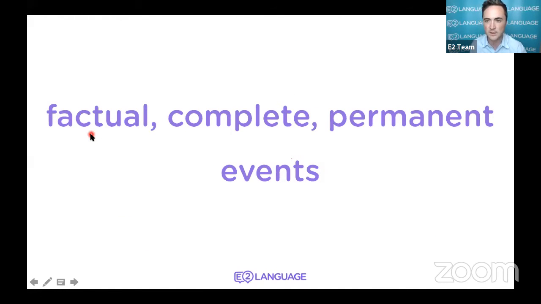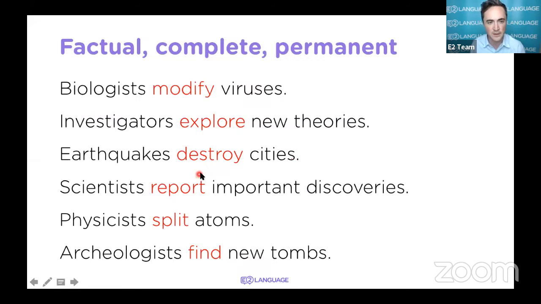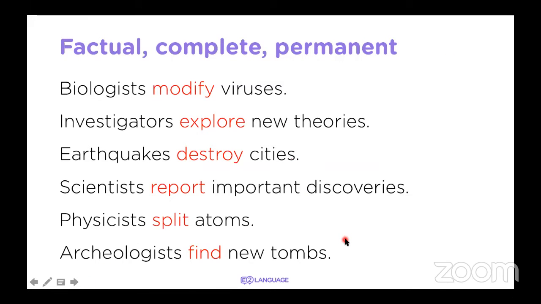The first one we're going to look at are the factual, complete, and permanent events. Factual, complete, permanent. These are the adjectives that you need to remember to know these verbs. Here are some example sentences. Please read them to yourself. While you're reading them to yourself, think about how they're factual, complete, and permanent. I'll give you 30 seconds.